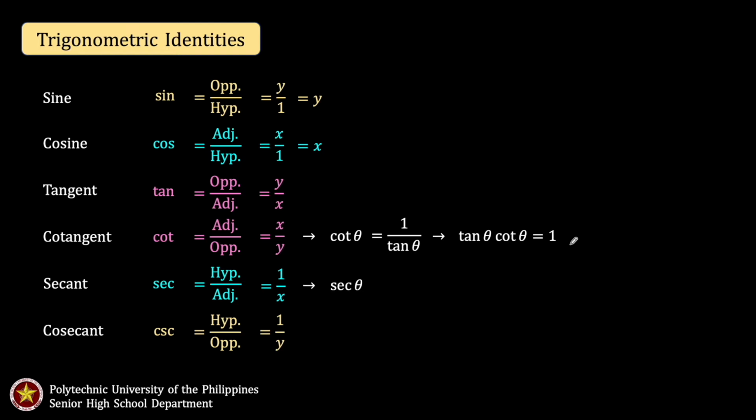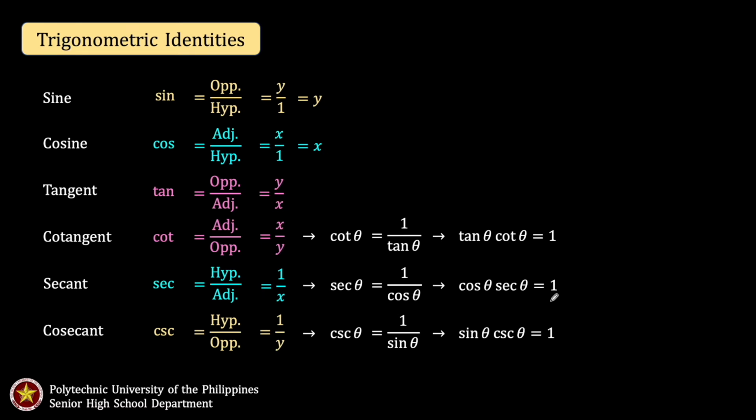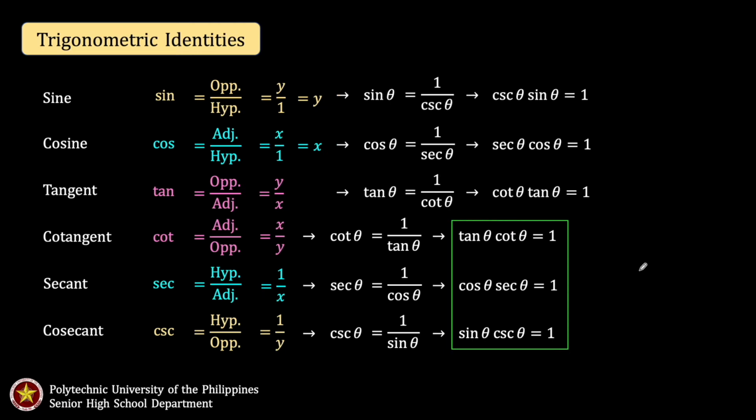Secant is the reciprocal of cosine. By performing the same procedure, we have cosine theta times secant theta equals 1. And lastly, cosecant theta is the reciprocal, 1 over sine theta. Similarly, we have sine theta times cosecant theta equals 1. And these are the first three trigonometric identities we have. Or, you may start from our first three trigonometric functions, which are sine, cosine, and tangent, and the result is the same as our previous outcome.